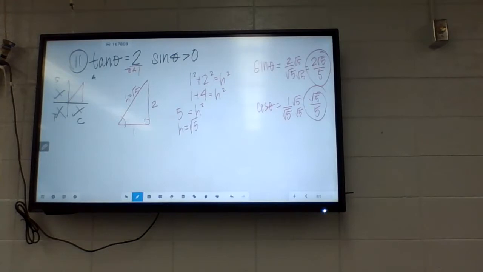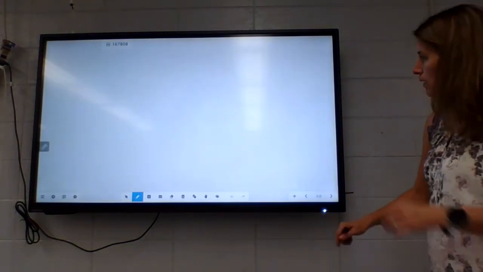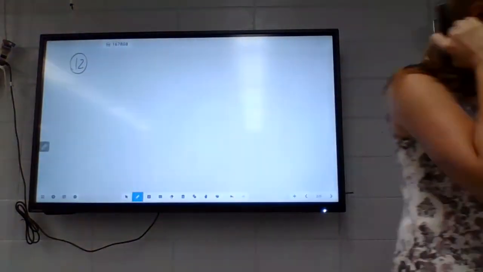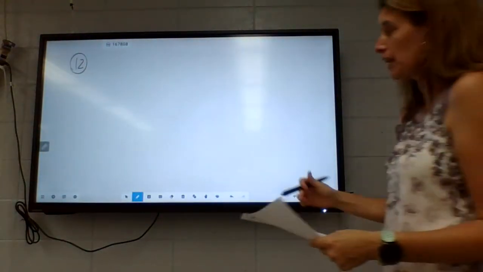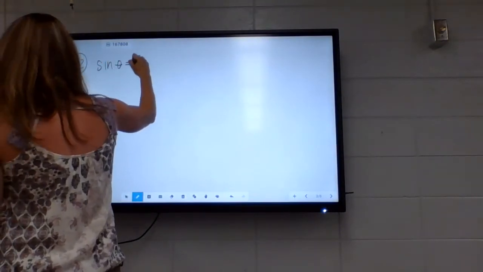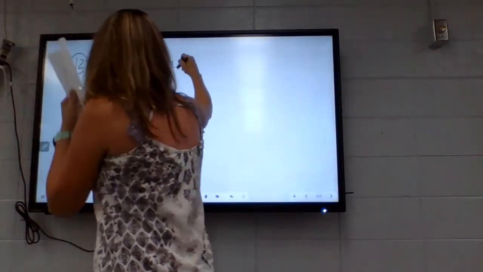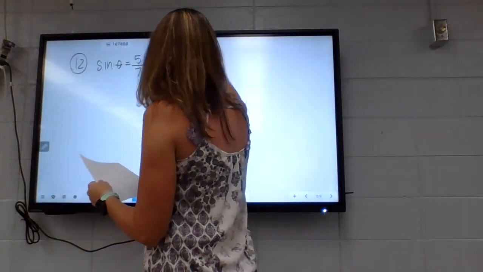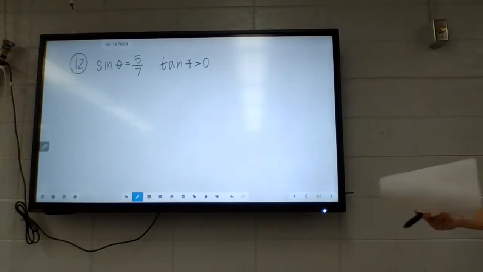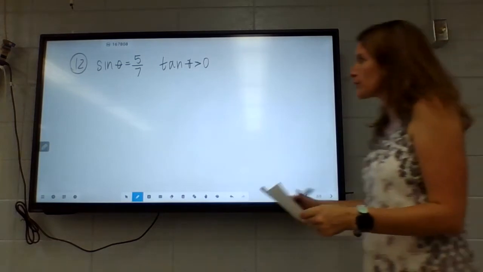Great, questions? All right, so then going to number 12. Number 12 was rough because the radical was hard and you could simplify it and you might not have realized you could. So I would totally understand if you got this one wrong. So again, we're still in the first quadrant because sine and tangent are positive. Cosine's automatically going to be positive as well. So that means we're in the first quadrant.